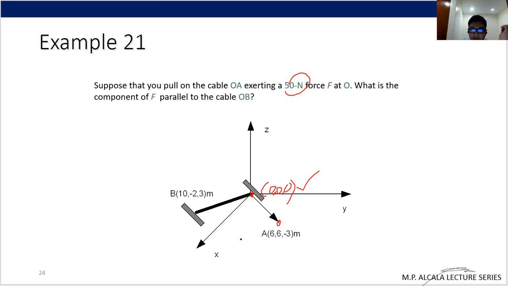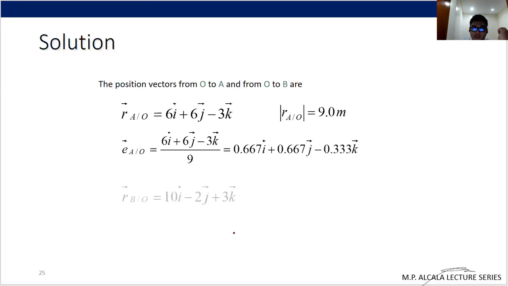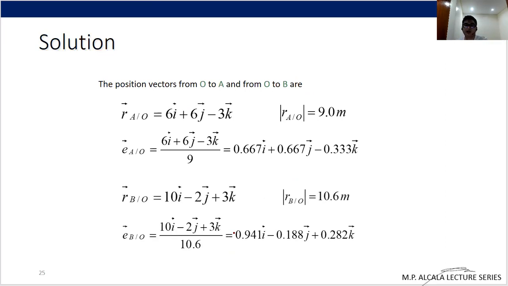So kukunin natin the component of F parallel to cable OB. So our approach: getting first the position vector RA and getting its magnitude. And where is this coming from? From the unit vector, okay? From the unit vector. So divided by its magnitude, you will get the unit vector.